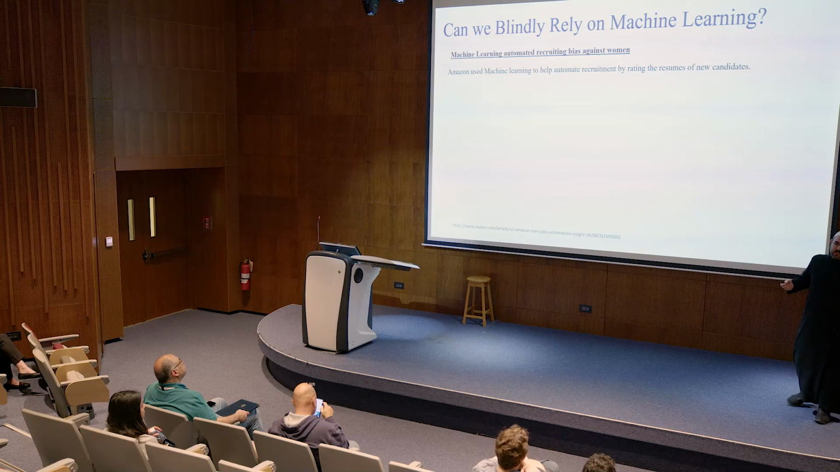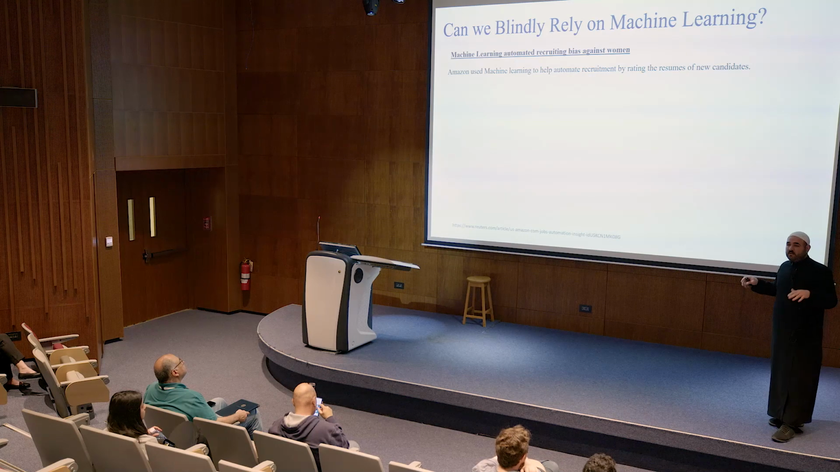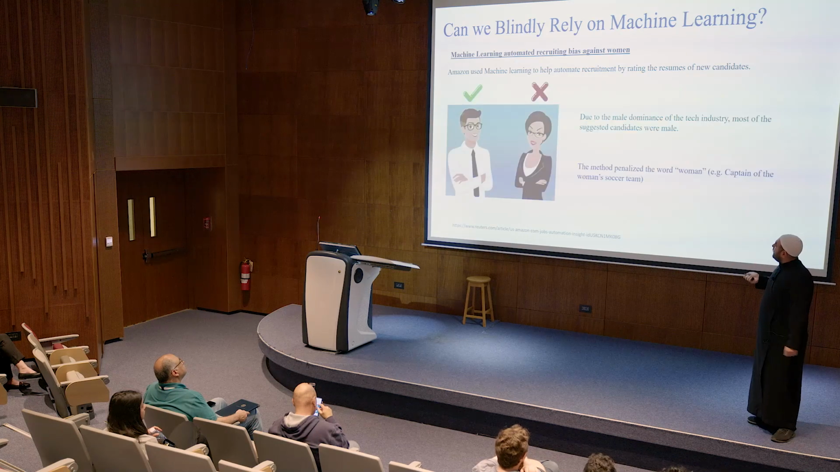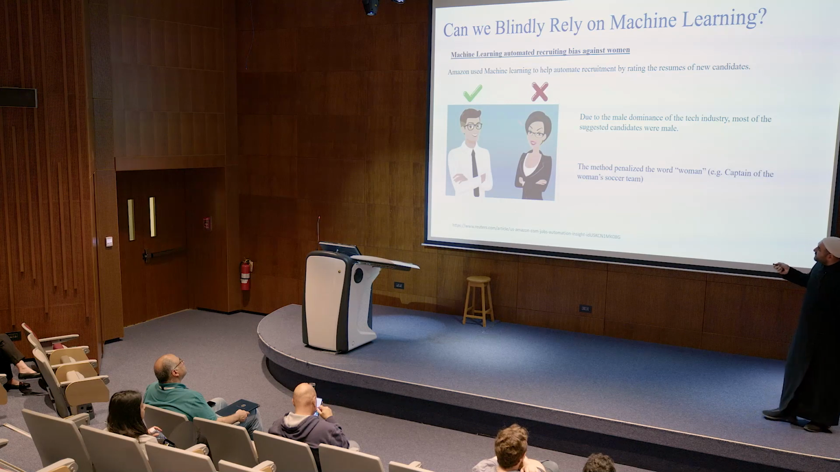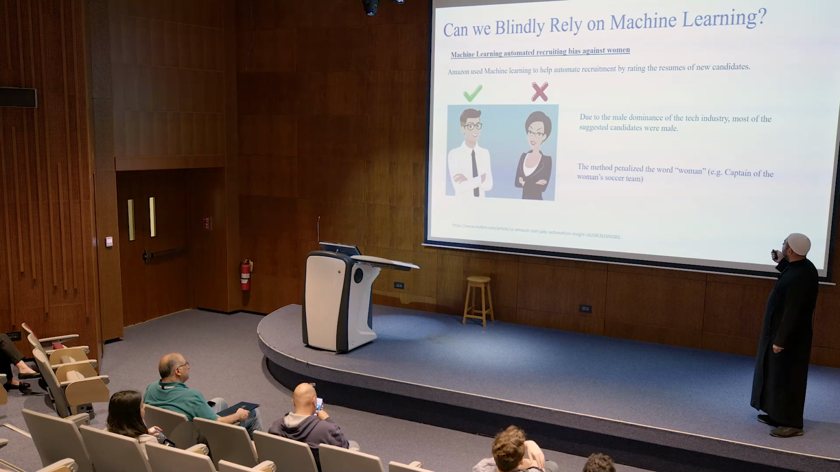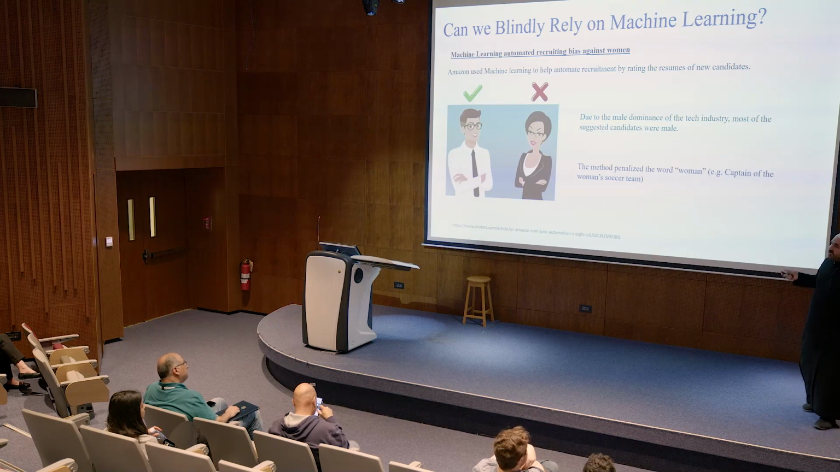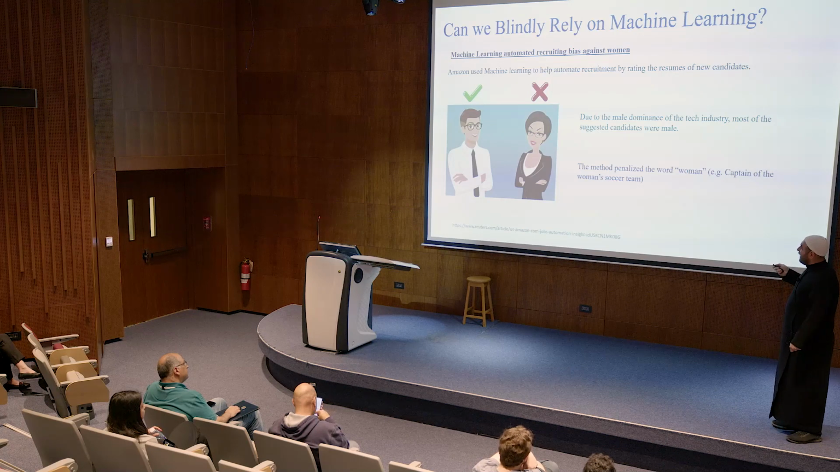So you give them the CVs. You can imagine the number of CVs that get submitted to Amazon. They just give them a rank, okay? And what happened is that they realized that it's biased for men. So due to the male dominance of the tech industry, most of the candidates suggested were male. And digging more into the details of this, they realized that the algorithm was actually penalizing for words like women.